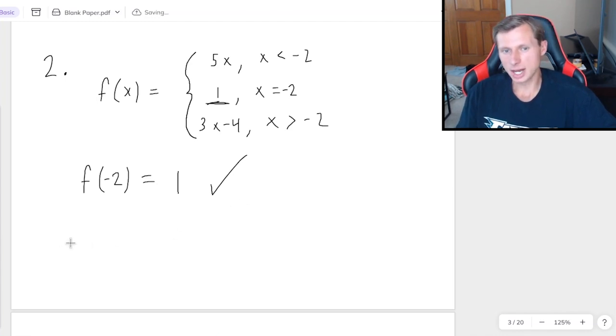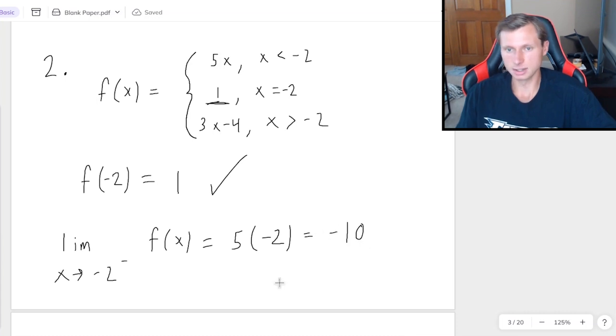Now for the second check, 2-sided limit. First, I'll do limit as x approaches -2 from the left. If I'm talking about the left, I'm talking about less than sign. That is going to be the 5x one. So that's going to be 5 times -2, which is -10 for the left.